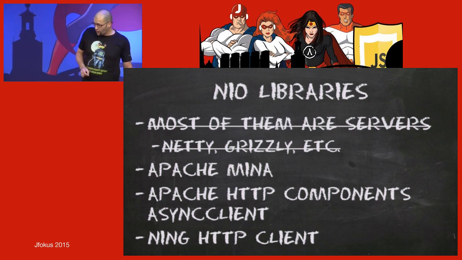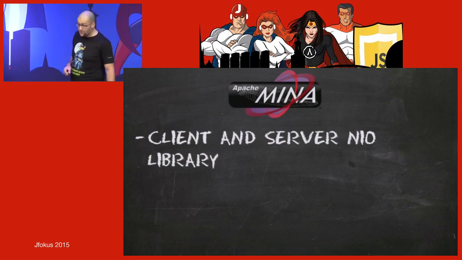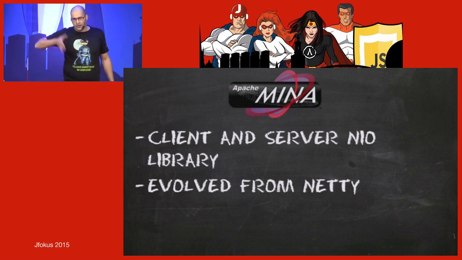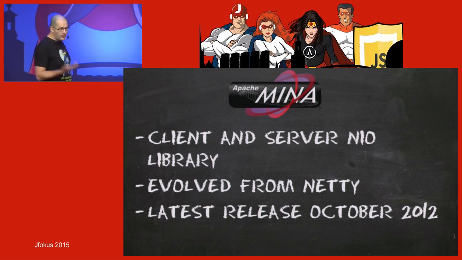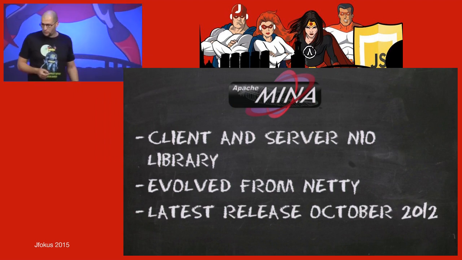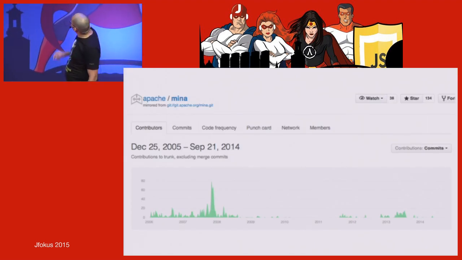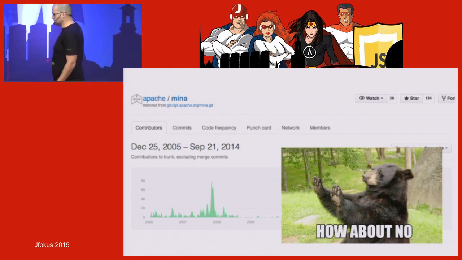The next we looked at was Apache Mina, and it looked very promising because it has both client and server NIO libraries. It is kind of evolving from Netty. The problem is that the last release was more than a year ago, more than 2 years ago, actually, and this is the contributors graph from GitHub. Doesn't look very promising, basically after 2008. So it won't fly.